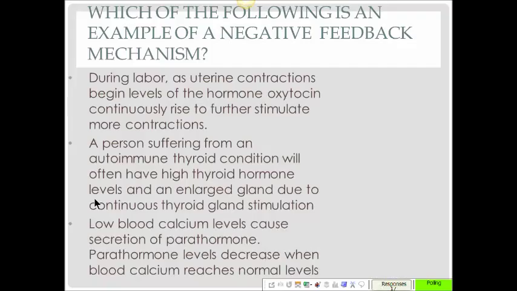The first one you can see during labor, as uterine contractions begin, levels of the hormone oxytocin continuously rise to further stimulate more contractions. Second is a person suffering from an autoimmune thyroid condition will often have high thyroid hormone levels and an enlarged gland due to continuous thyroid gland stimulation. And the last one is low blood calcium levels cause secretion of parathormone. Parathormone levels decrease when blood calcium reaches normal levels.